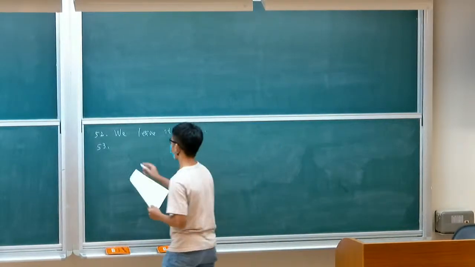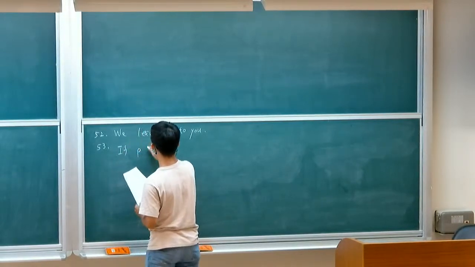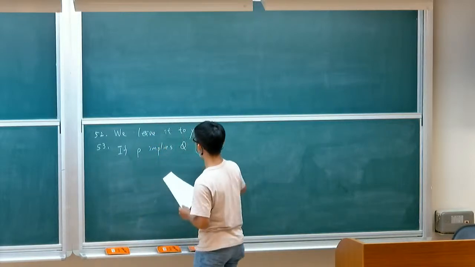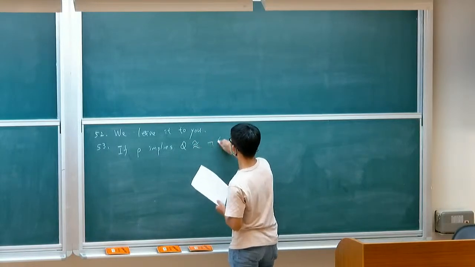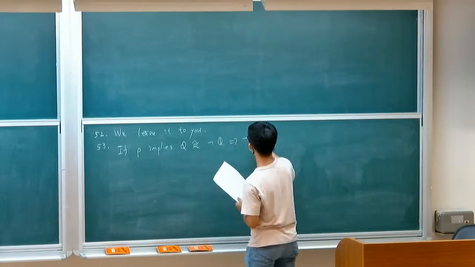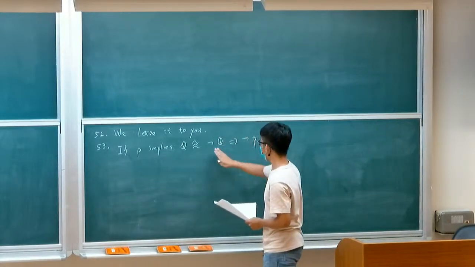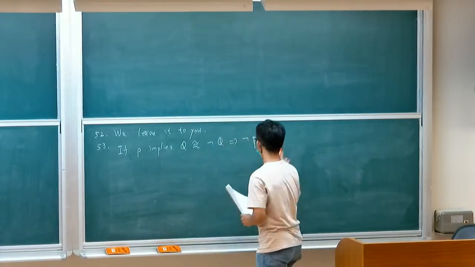We have mentioned that if P implies Q, this statement is equivalent to not Q implies not P. So for this exercise, we will use not Q implies not P to prove if P implies Q.